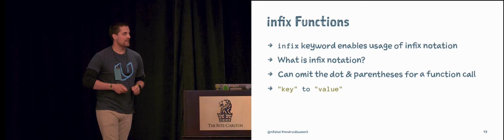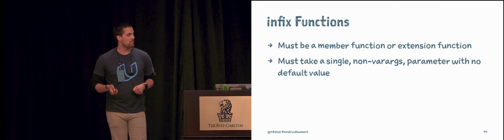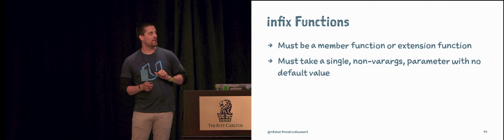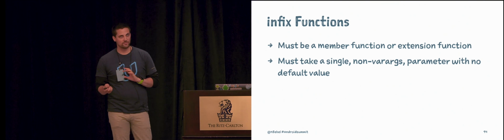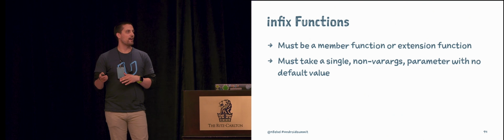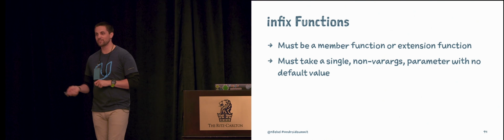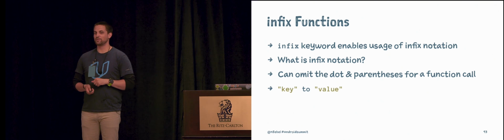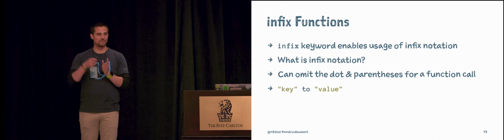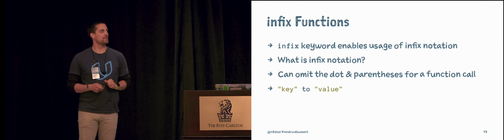The nice thing about this is it can actually be very human readable to do infix functions like this. So to start, it has to be a member function or an extension function, and you have to take a single non-vararg parameter with no default value, which is a mouthful. There's a lot of restrictions here, but they make sense. Because if you're going to use something that looks like key to value, and you start trying to omit things from that or pass multiple things in, it's not crazy to think that the compiler doesn't know how to handle that. So they place the restrictions on us.